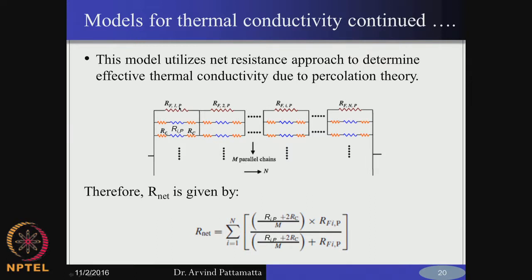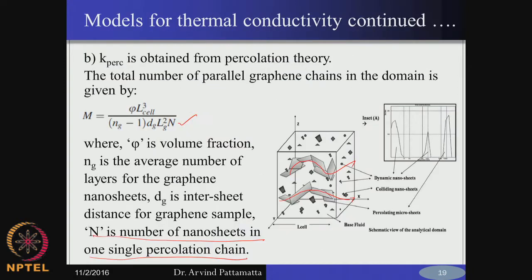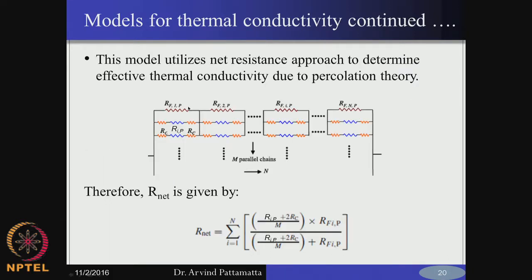So, for each unit cell, if you assume this is one unit, that is one nanoparticle, you also have the base fluid which is conducting the heat in parallel. Therefore, for one nano sheet you have the base fluid in parallel, and you will have such m parallel linkages acting. Then you have to repeat this for capital N number of nano sheets acting in one link. So, you have simultaneous resistances in series and parallel.